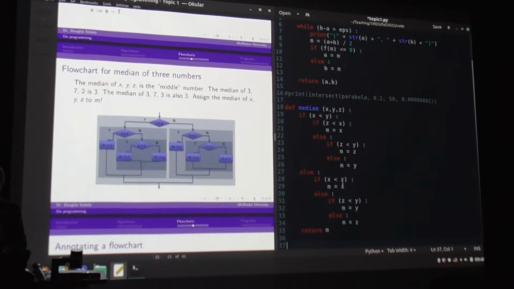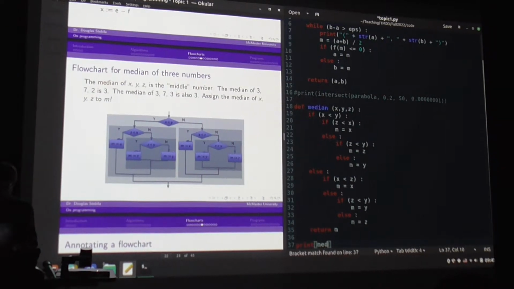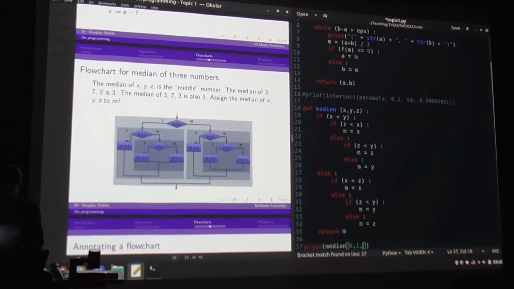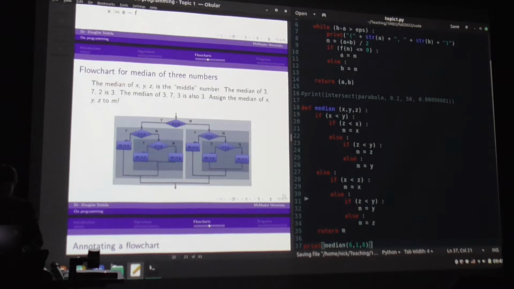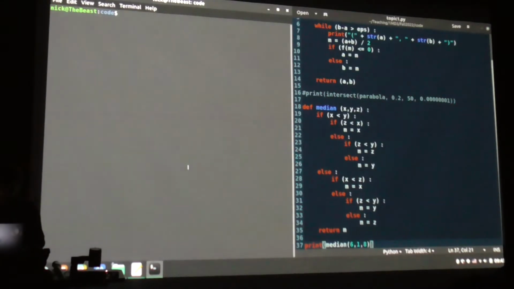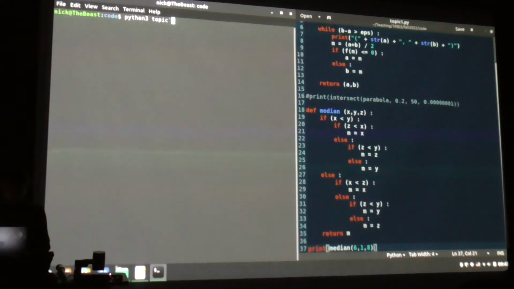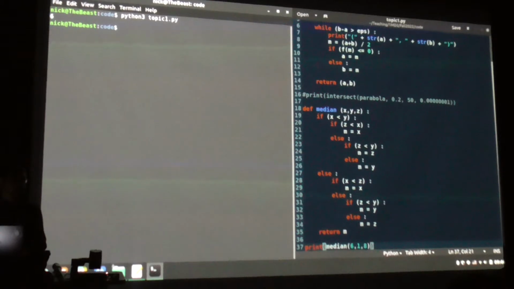So, if we want to test that, we can say, show me the median of 3 numbers randomly drawn from my brain. There we go. And we execute that: python3 topic1.py. And the median is 6.